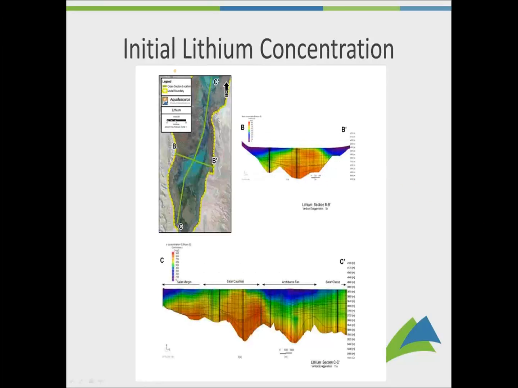For the initial conditions, we used the lithium distribution that we determined when we estimated the resource that I showed previously. That's shown here on two cross-sections, north-south and east-west. You can see higher concentrations of lithium that are assumed to be occurring at depth.